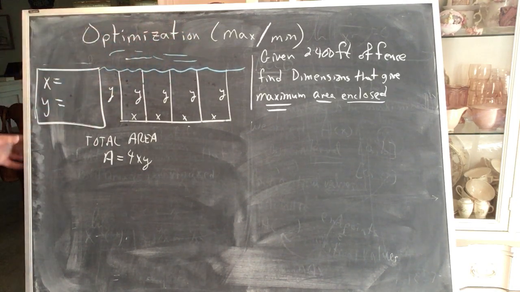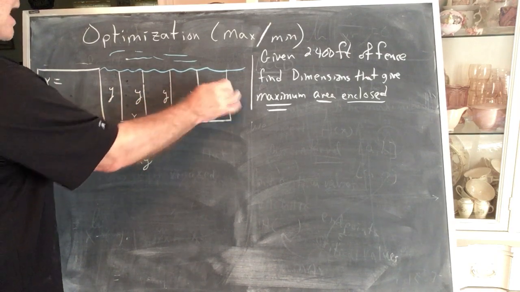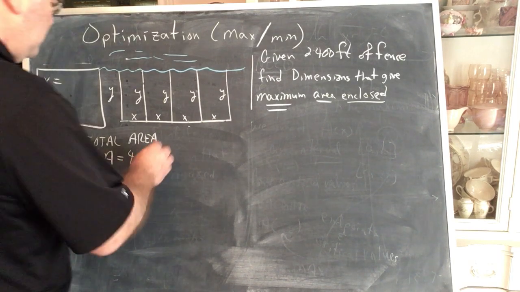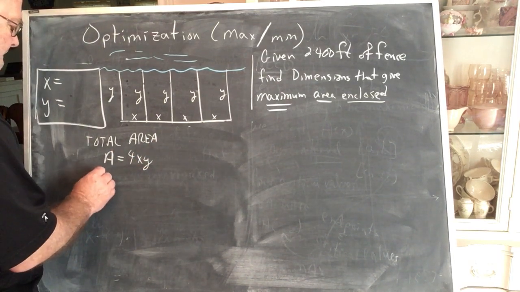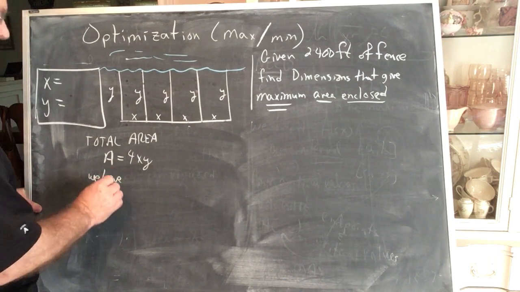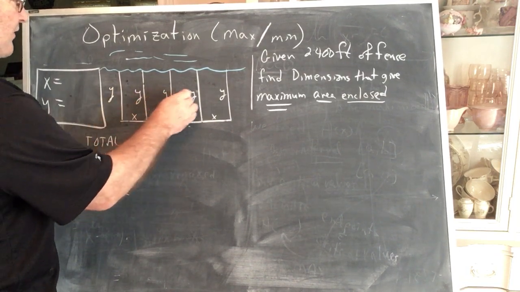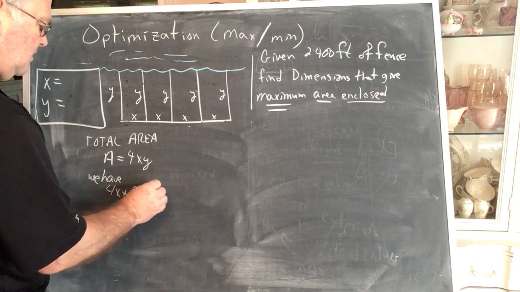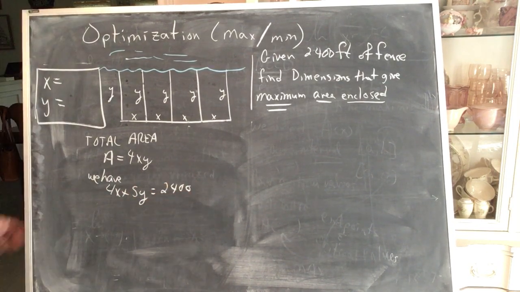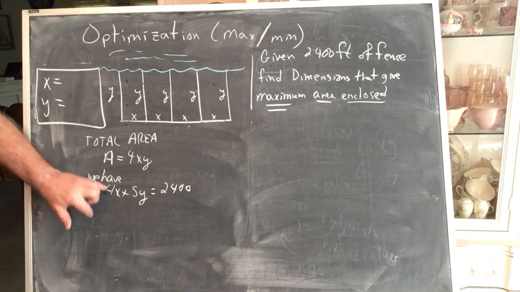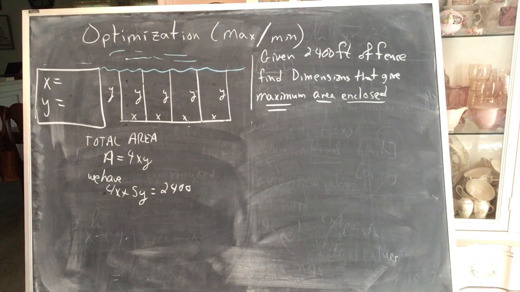So we know that if you add together all 1, 2, 3, 4, 5, 6, 7, 8, 9 of those lengths, the grand total must be 2,400 feet of fence. So we also have 4 x's plus 5 y's is 2,400. And we can solve for one of these variables and substitute into this equation. It doesn't matter which one you solve for. It's equivalent both ways. You'll get the same final result both ways.